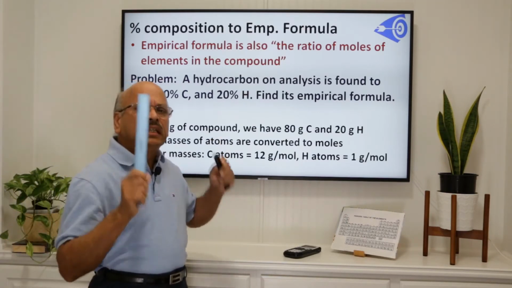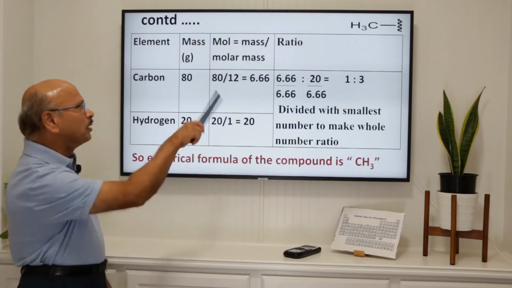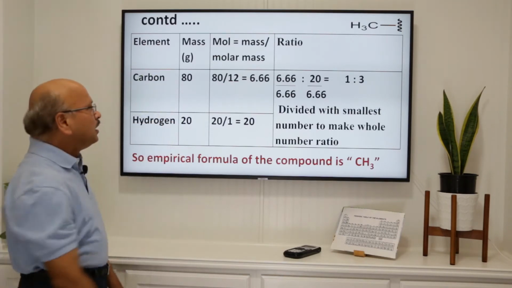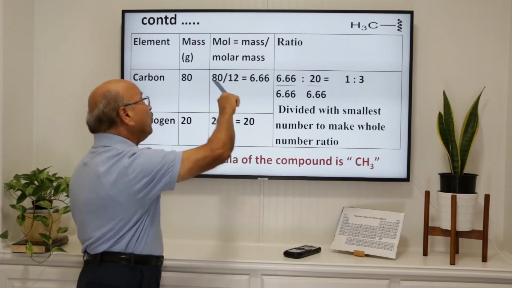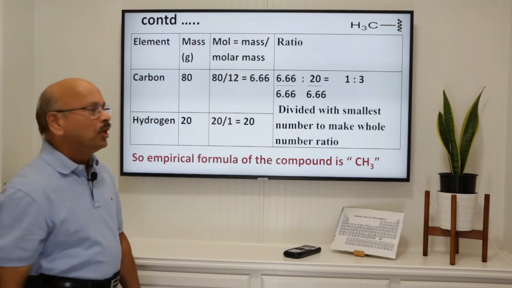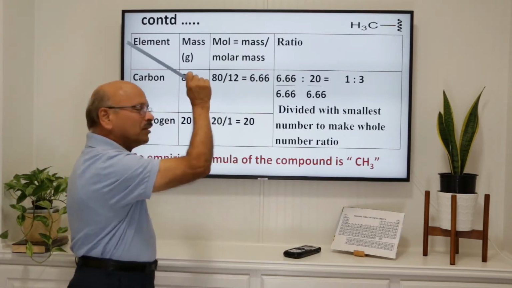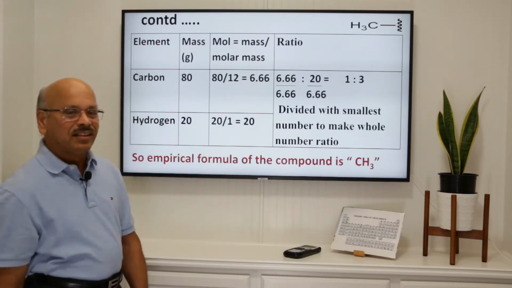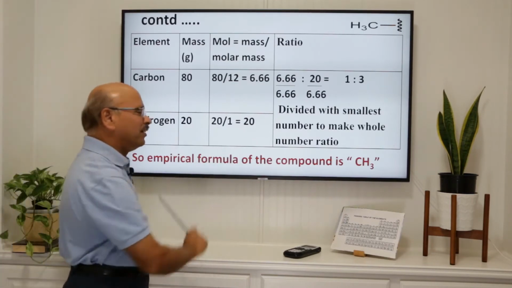Now let's do it systematically. Let's put this in a table so that you can easily go from one step to the other. In the first column we have the elements, carbon and hydrogen. In the second column we have the masses, which come from the percentage: 80 grams and 20 grams. Then we convert the mass into moles by dividing by the molar mass. So 80 over 12, which is the molar mass of carbon, gives 6.66. 20 over 1, 1 being the molar mass of hydrogen, gives you 20.